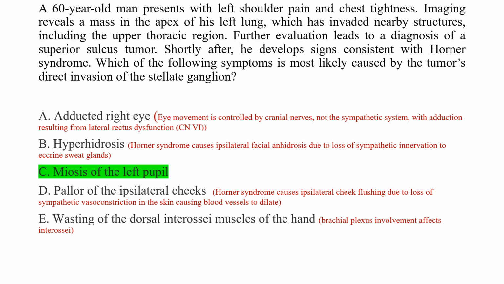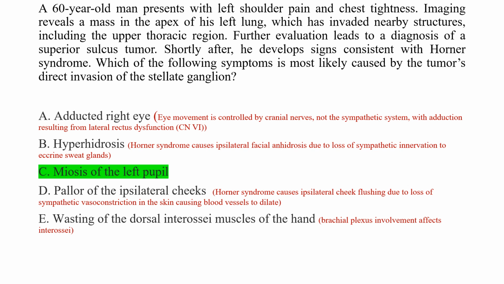Option D. While pallor of the skin might seem like a plausible symptom, it is actually flushing that typically occurs in Horner syndrome. And this happens due to the loss of the sympathetic vasoconstriction in the skin, which causes the blood vessels to dilate and results in a reddened or flushed appearance of the affected cheek. So pallor would not be seen, and this option is also incorrect.